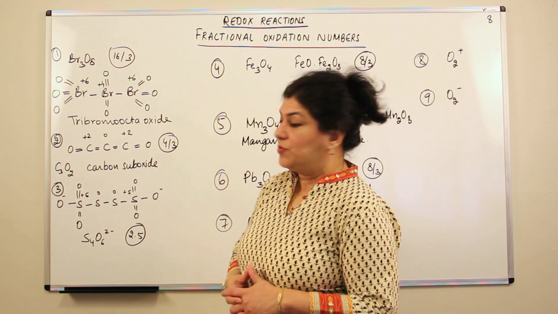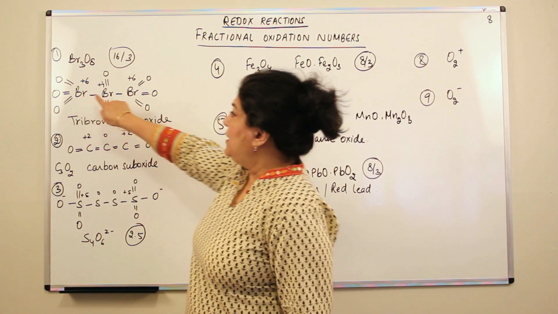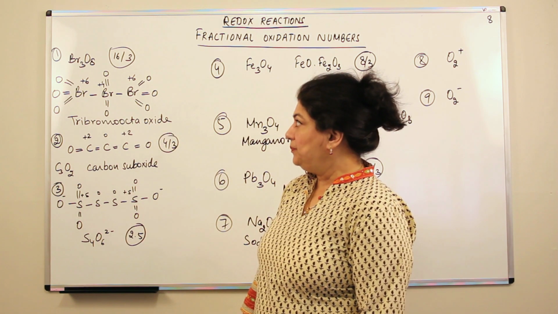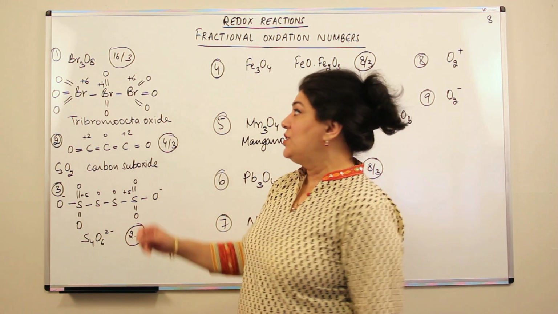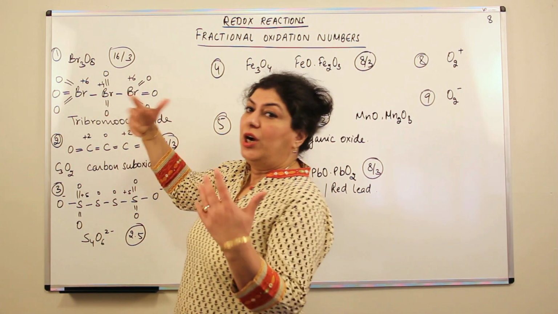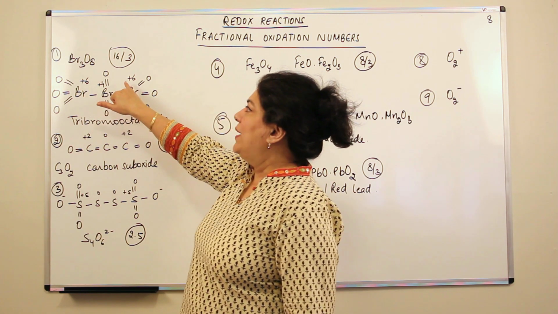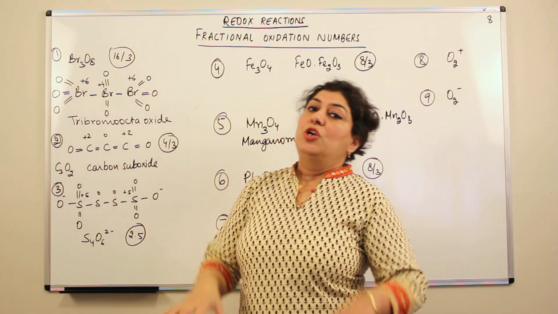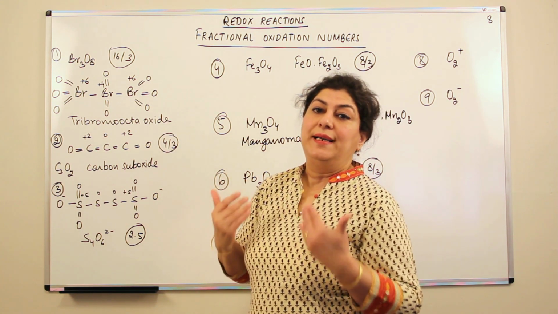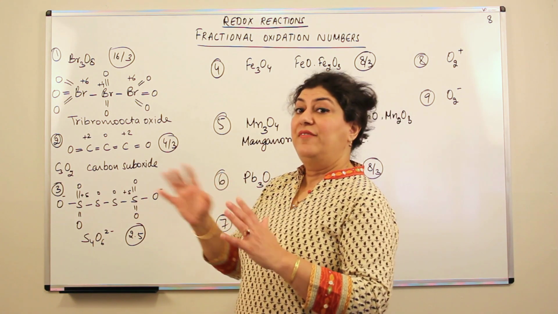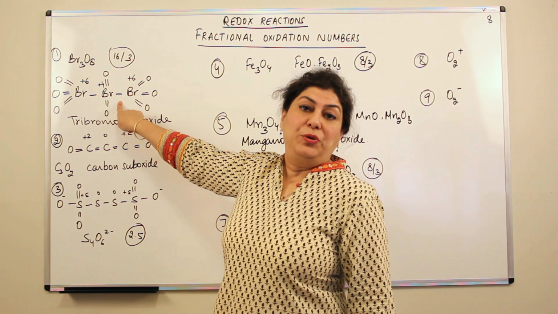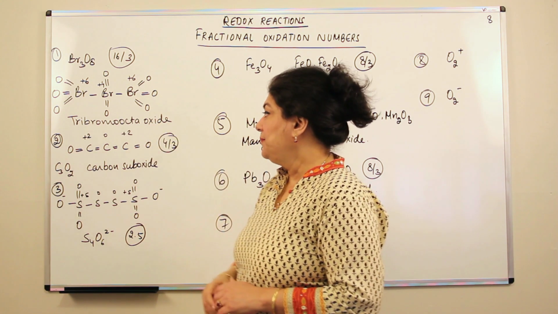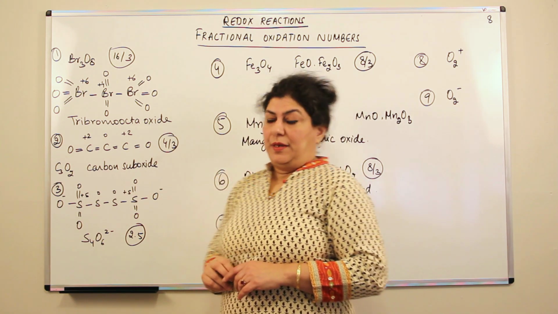So what do we notice in this molecule? That these 2 bromines have a charge of +6, while the bromine in the middle has a charge of +4. So what is the total number of positive charges that bromine bears? 6 plus 6 is 12, 12 plus 4 is 16, so 16 divided by how many bromine atoms? 3 bromine atoms, so the average is 16/3, and that is the average oxidation state in this molecule. And that is why we have a fractional oxidation state. Take the second example now.